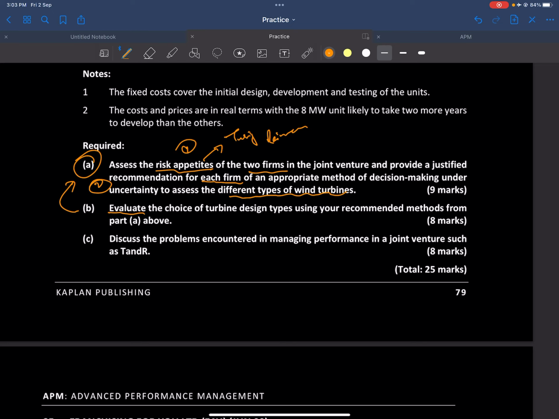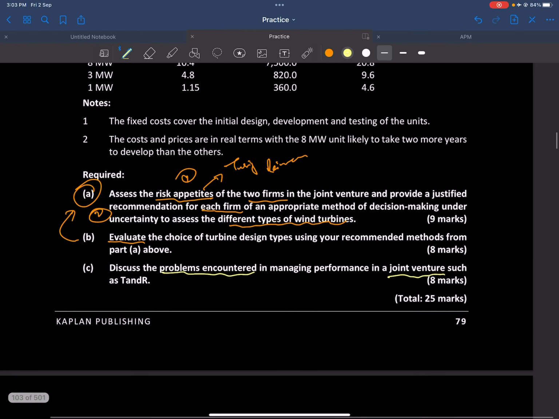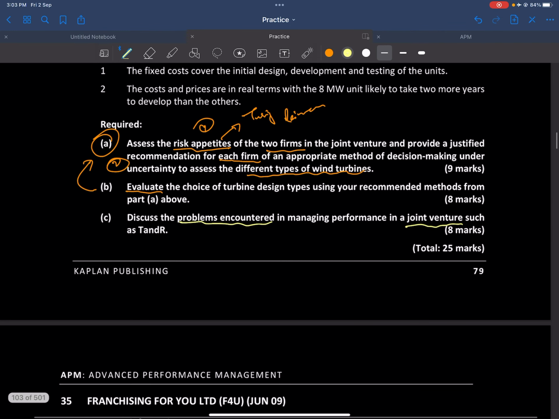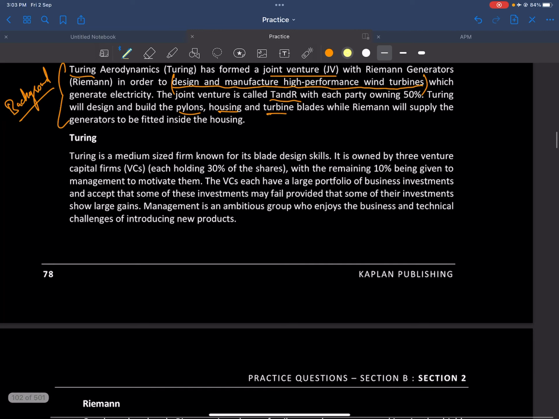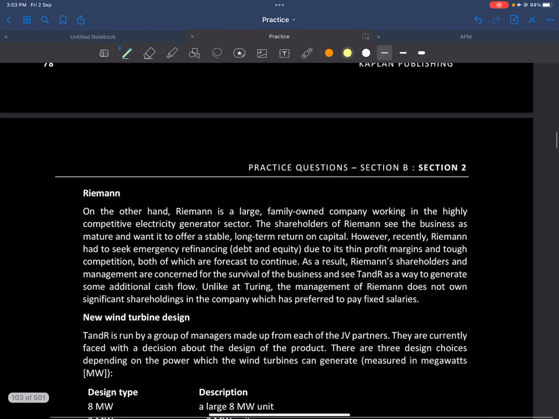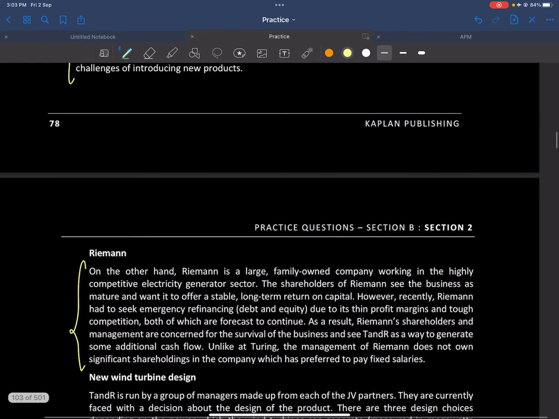And then discuss the problems encountered in managing joint ventures. In this kind of JV, we might talk about different risk perspectives. The first point that I have already come across is that the risk perspectives of both will basically have different objectives or not. We have to look at that as well. Let's look at the company information as well. From there we can start to figure out the issues with joint ventures.